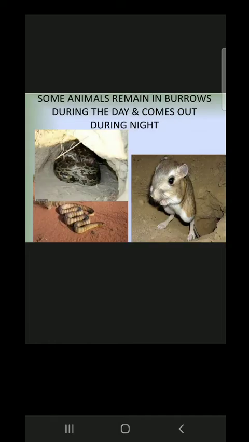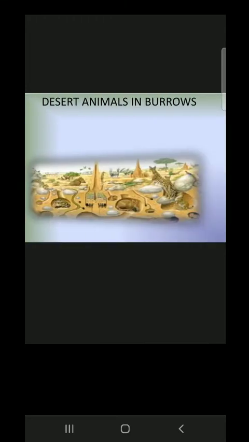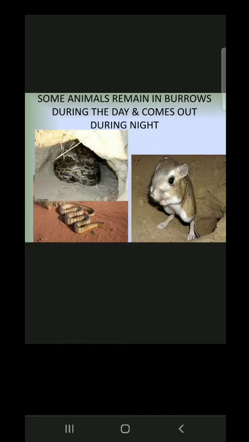Now, some animals remain in burrows during the day and come out during the night. Look how the animals are living inside the burrow. Some of the desert animals live in burrows. That means they dig holes and then they live inside those holes. See the examples: rats, snakes, scorpion. Those animals dig holes and live in those burrows.